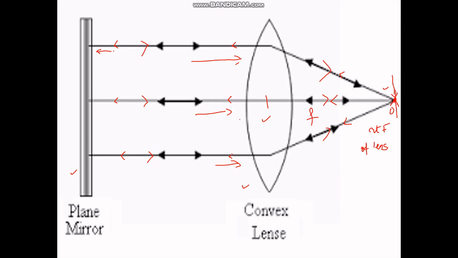So these are the two methods to determine the focal length of a convex lens. First was the distant object method and second was the auxiliary plane mirror method.